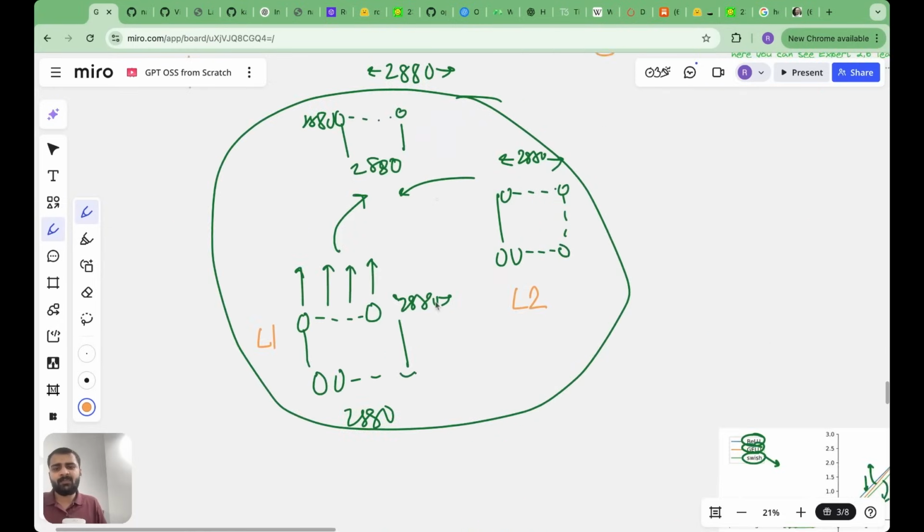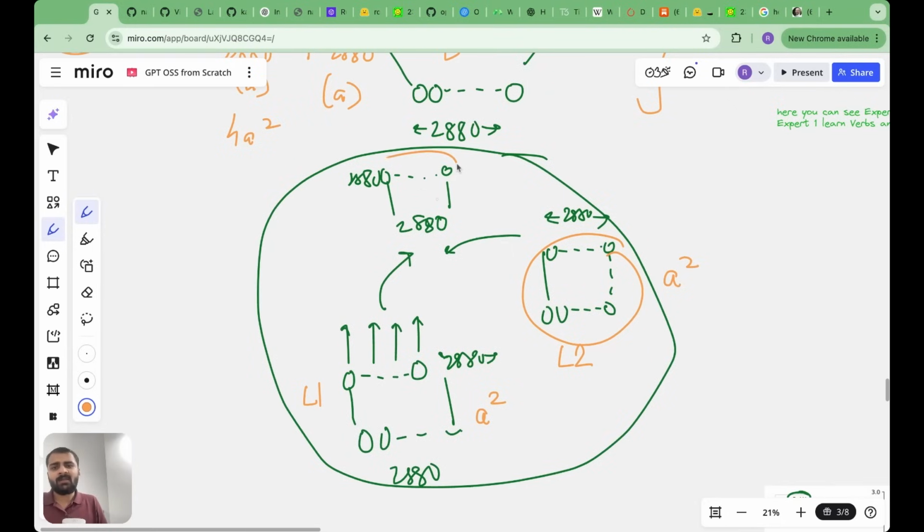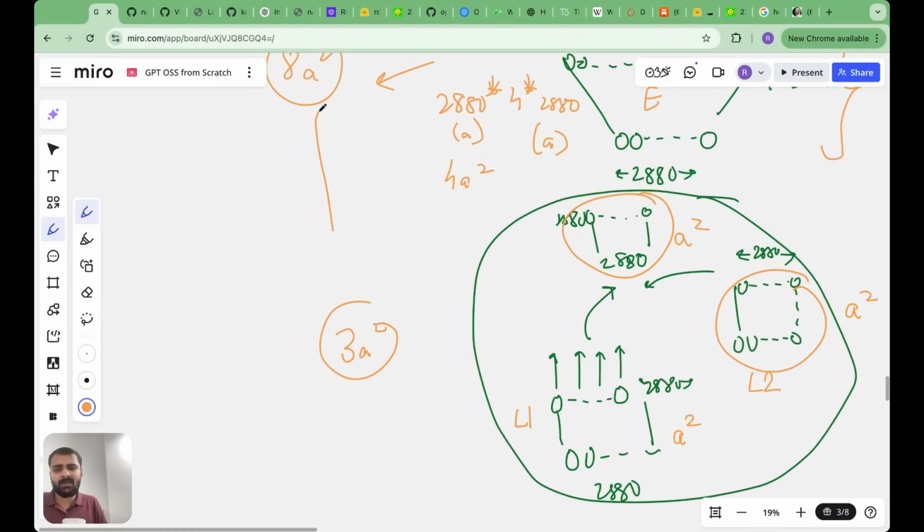Now let's see here. In the first linear layer, it's 2880 going to 2880. That's A square. In the second linear layer, we have 2880 going to 2880. That's A square. And the third linear layer, we have 2880 going to 2880. That's again A square. So it sums up to 3A square. So actually, we have a lesser number of parameters than 8A square. In fact, by almost 3 times.